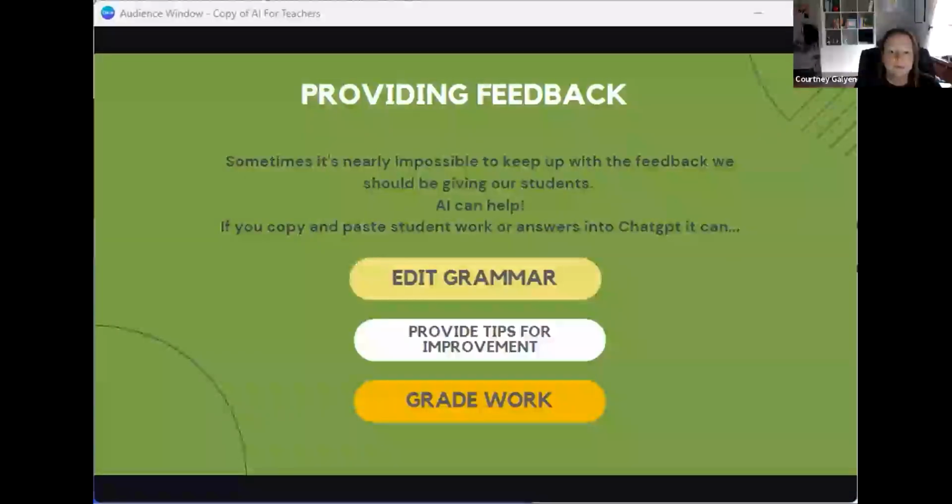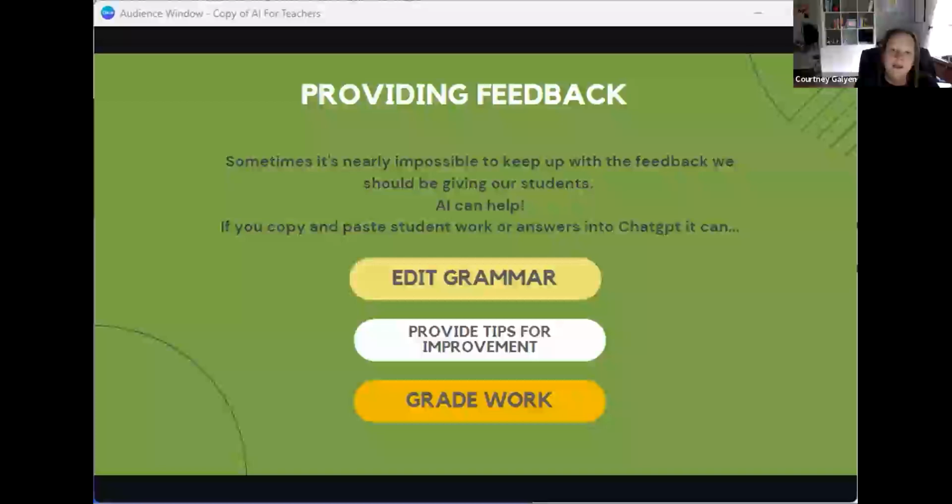AIs are actually really good, some of them, not all of them probably, but I tried ChatGPT for this particular element and providing feedback. As teachers, sometimes it's nearly impossible to keep up with all the feedback we should be giving our students. I was always told to give feedback on every single thing the student turns in, and that takes a tremendous amount of time, as you know.